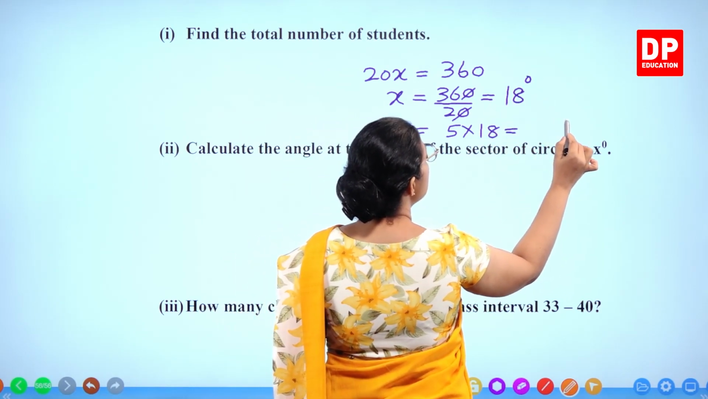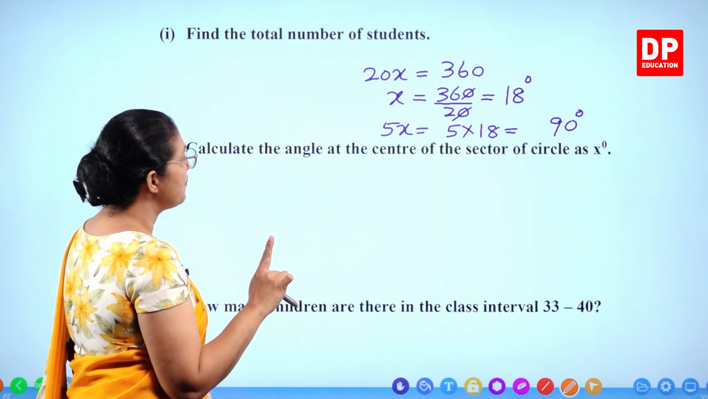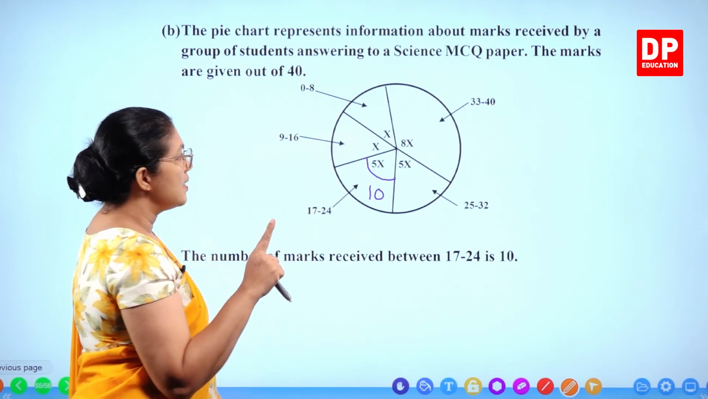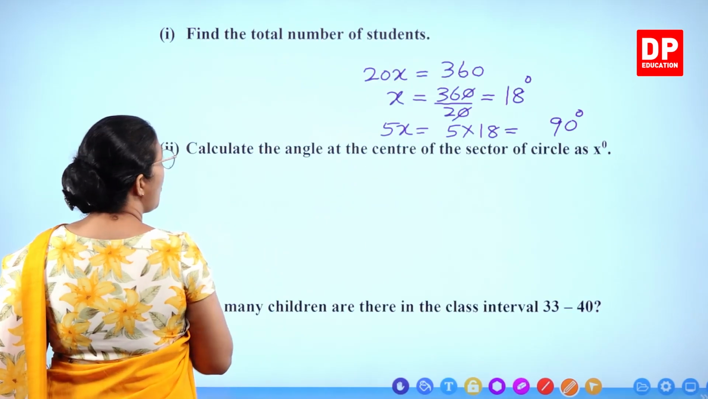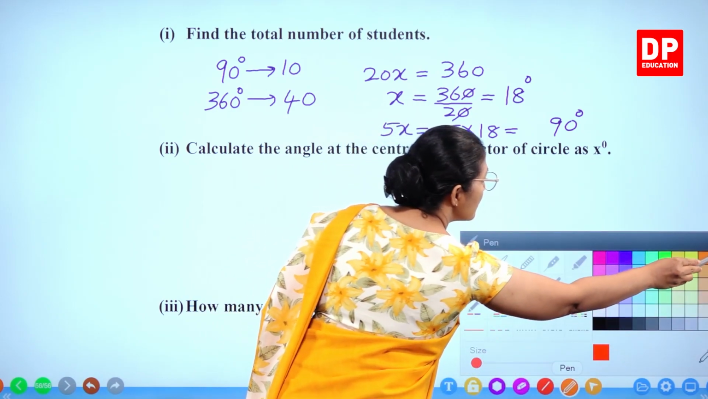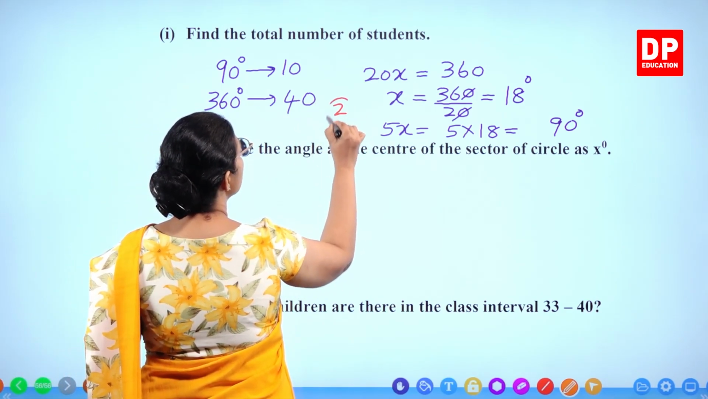So 5 times 18 means 90 degrees. So 90 degrees represent how many? They are 10. 5x means 90 degrees, 90 means 10. So what about the full circle? Full circle means you have to multiply by 4. For 360, you need to multiply 90 by 4. So 10 times 4, 40 students are there in total. So let's give marks for this part. For 40 students, that's 2 marks.